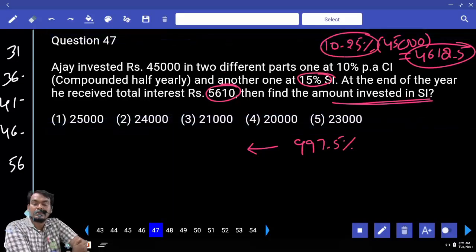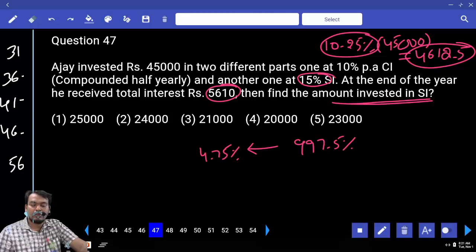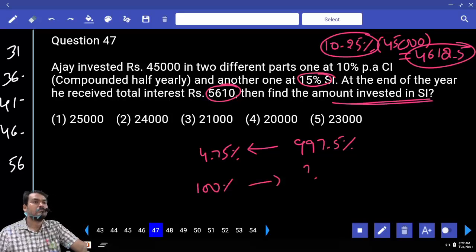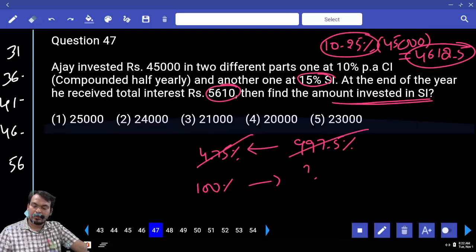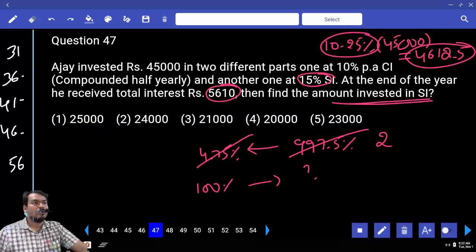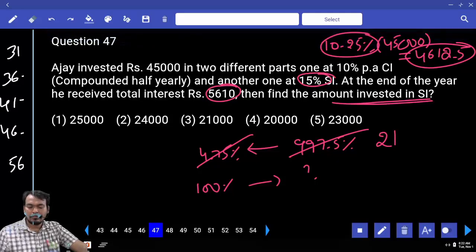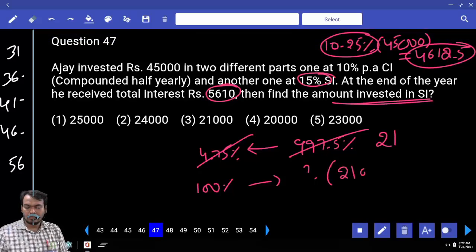What is the difference in interest rate? 4.75%. Okay. 4.75% value is 997.5. We require the sum, so how much percent do we need? 100%. 475 two times is 950, yes or no? What is the remaining value? 475. How many times? 1 time. Then the answer is 21,000.